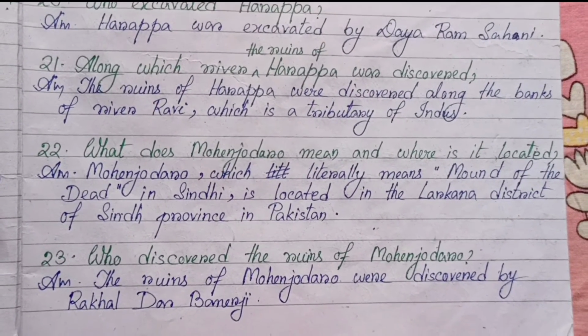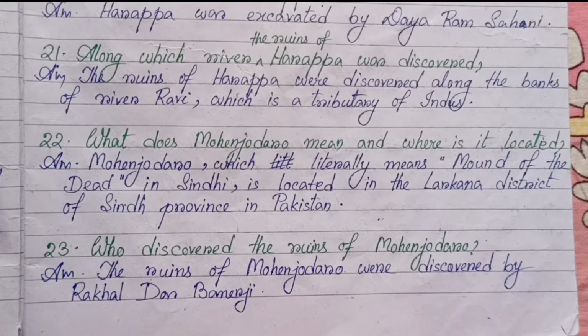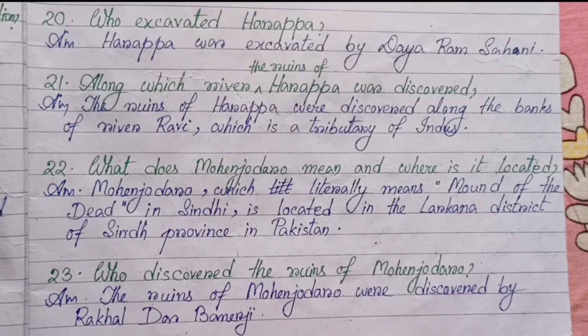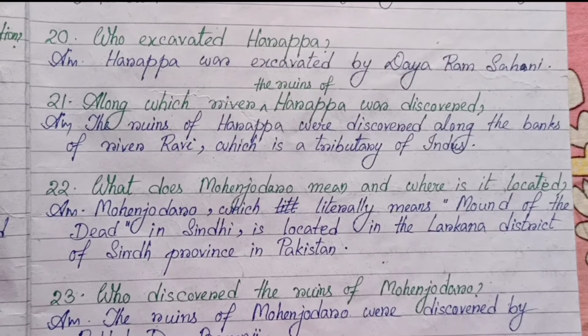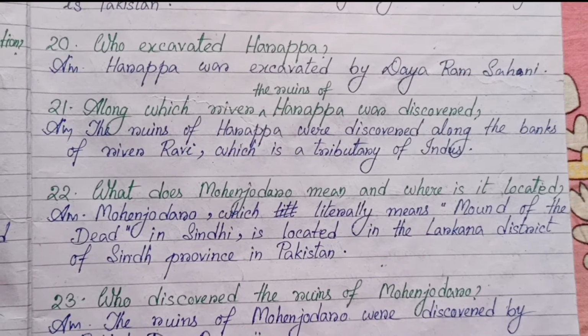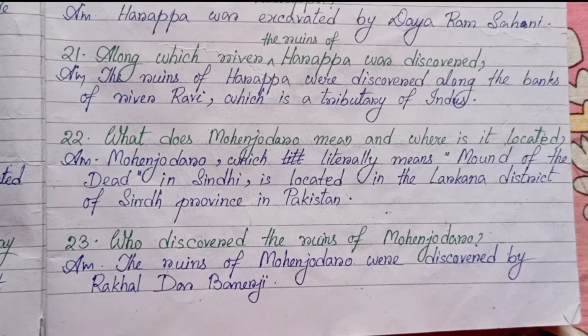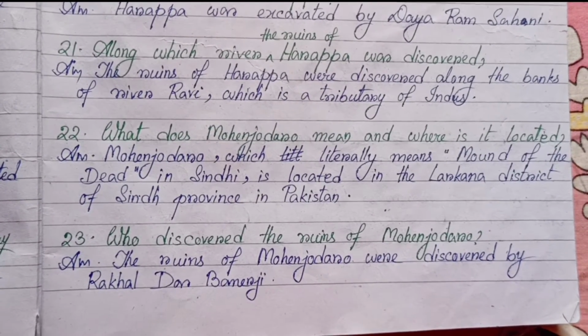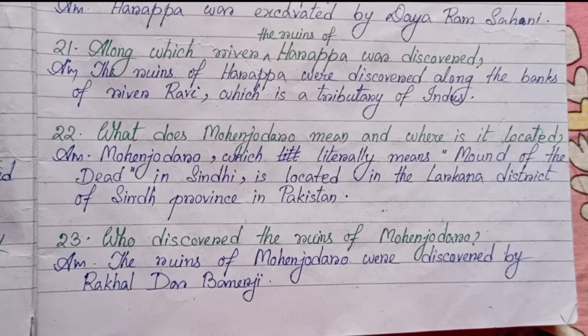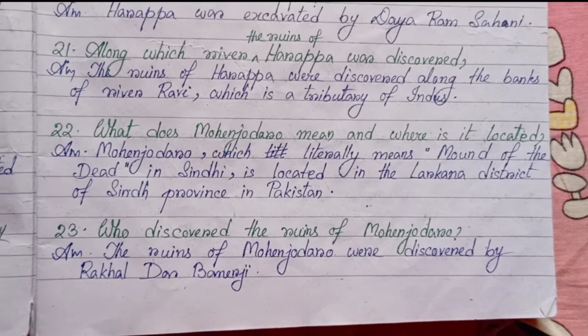What does Mohenjo-daro mean and where is it located? Mohenjo-daro, which literally means mound of the dead in Sindhi, is located in the Larkana district of Sindh province in Pakistan. Who discovered the ruins of Mohenjo-daro? The ruins of Mohenjo-daro were discovered by Rakhal Das Banerjee.